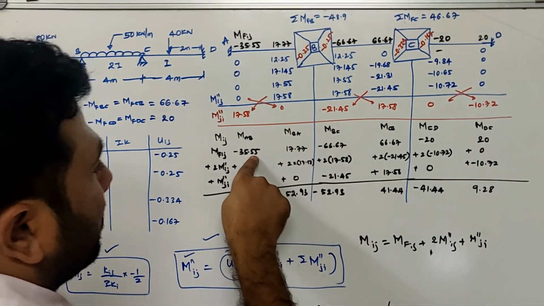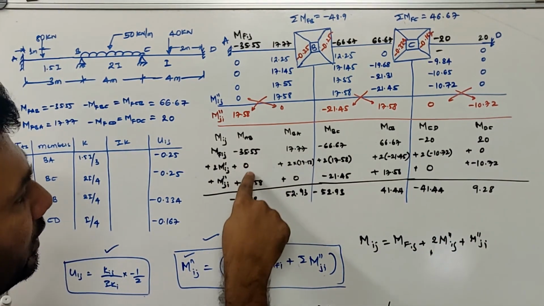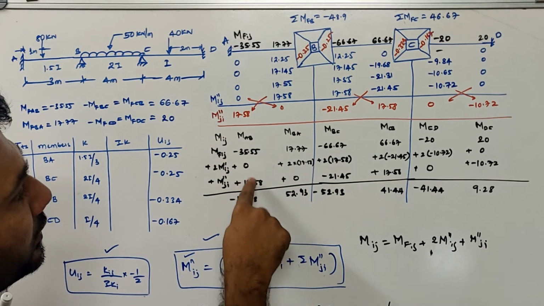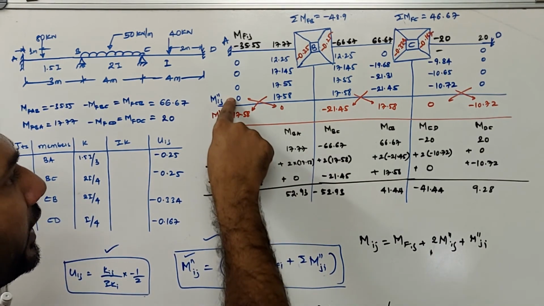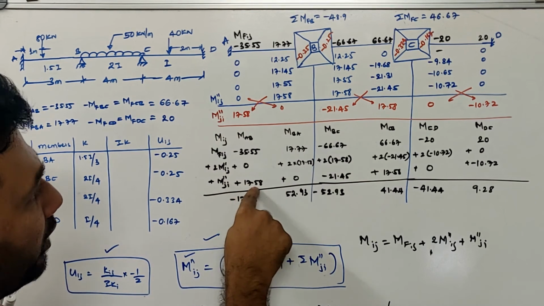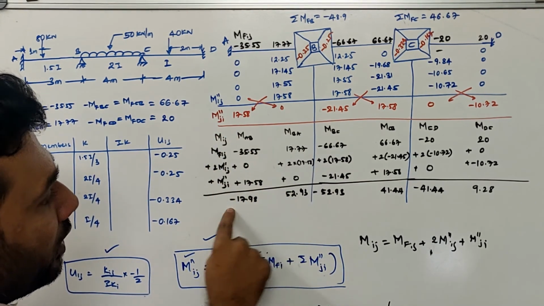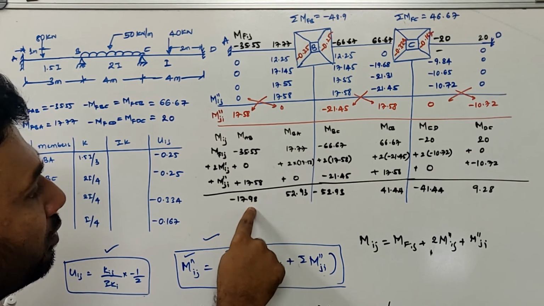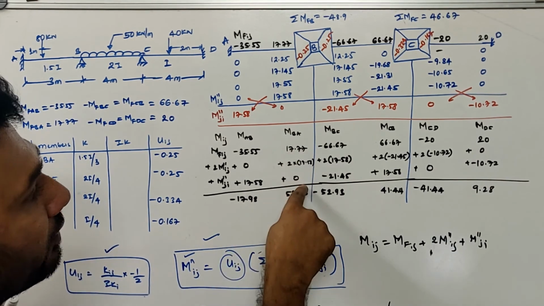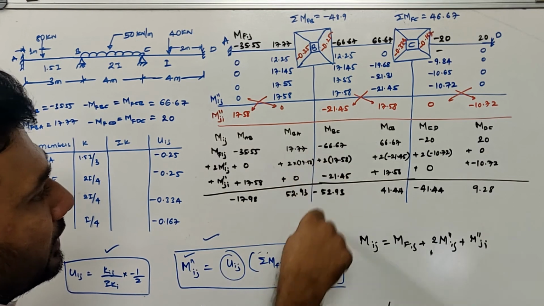So here it is minus 35.55 plus 0 plus 17.58. What is 0? 0 is your near end rotation moment, and 17.58 is the far end rotation moment. If we take the sum of this, we will get to know the value of the end moment at AB. Similarly we can solve for BA and BC.